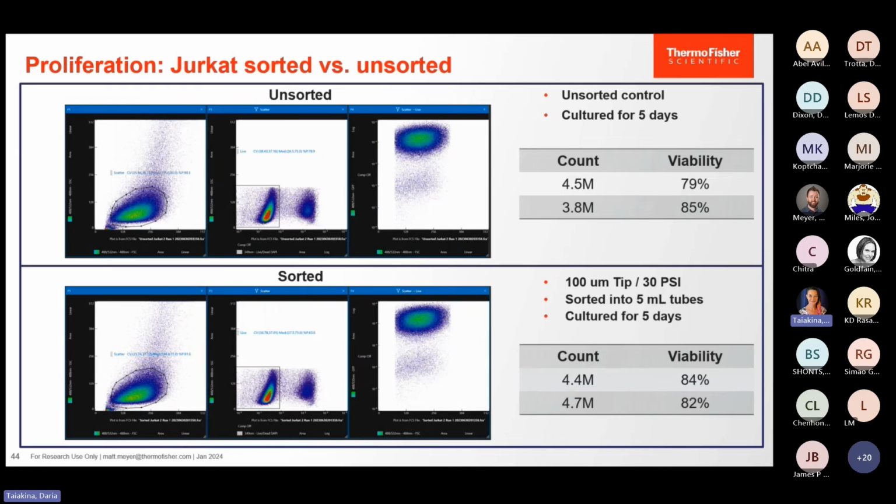This is an example where we sorted cells and we had an unsorted fraction. We cultured the unsorted fraction and the sorted fraction, 200,000 cells, for 5 days, and checked for viability and counts. The cell viability and cell count for the sorted cells were equally high in some cases, in these cases, for the unsorted as well as the sorted. And so the stress that the cells experienced from the sorting process did not slow down the proliferation of these Jurkat cells.